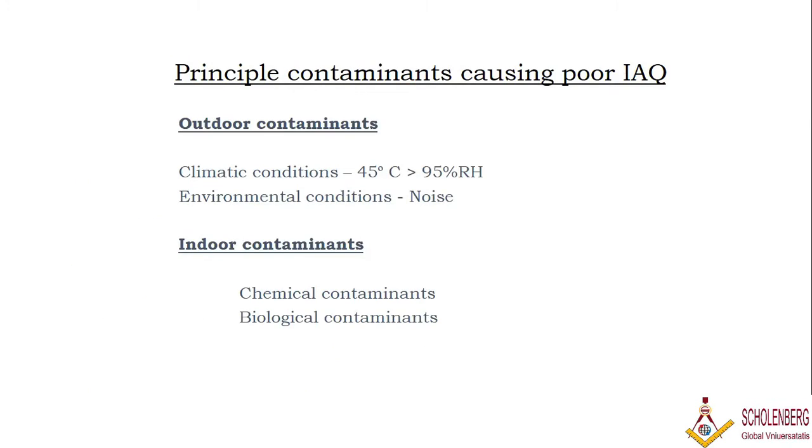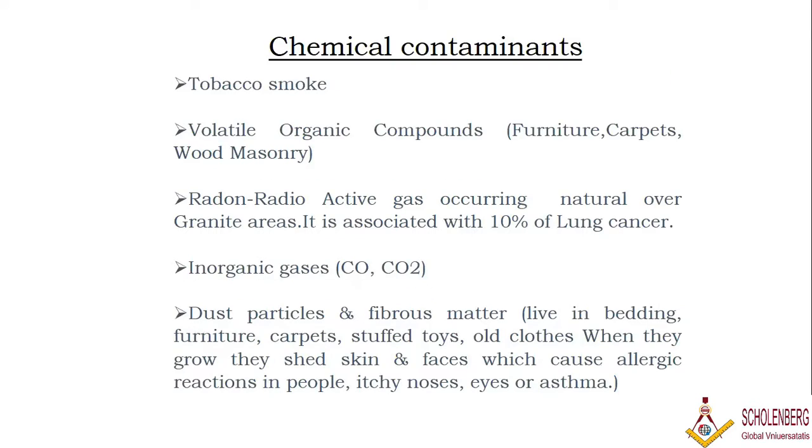Now, generally, we classify all the contaminants of the air, because air conditioning is to treat the air. Outdoor contaminants, because we take fresh air for ventilation, include climate, the temperature, which we have to treat, and environmental conditions. Noise is also another pollution actually. Indoor contaminants means chemical as well as biological contaminants. When it comes to chemical, from the name itself, you can understand it will be smoke, VOC, that is volatile organic compounds, which come from furniture, carpets, machinery, then inorganic gases, CO2, carbon monoxide, and dust particles coming from skin flakes, which cause allergic reactions and so on.